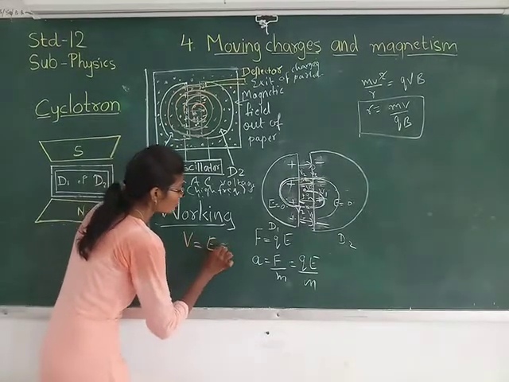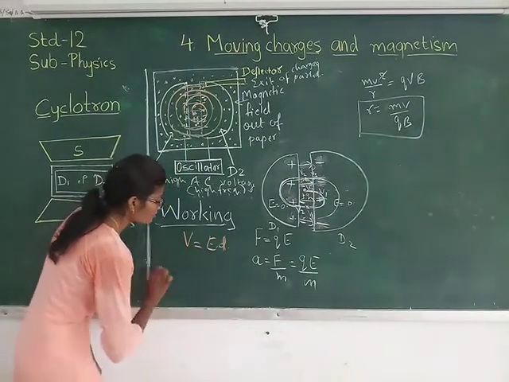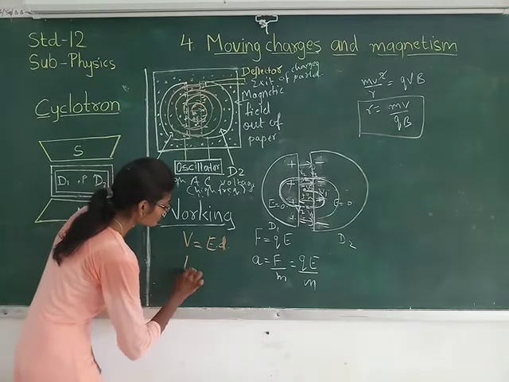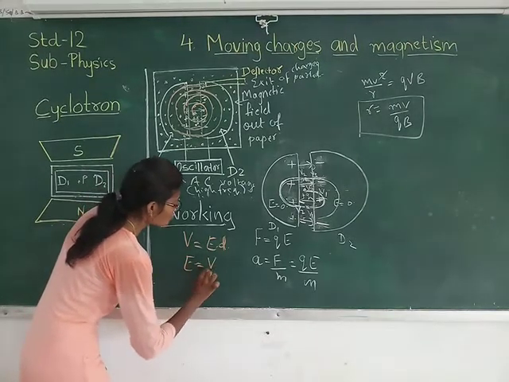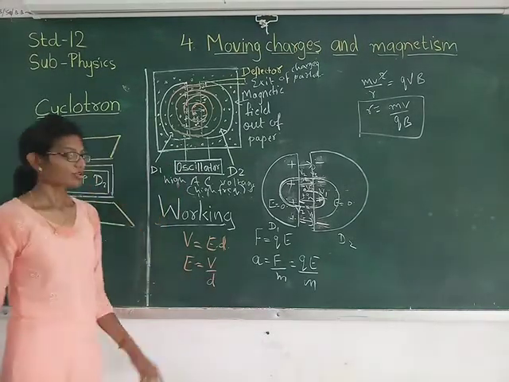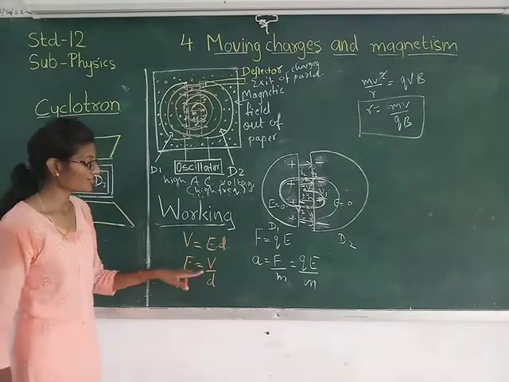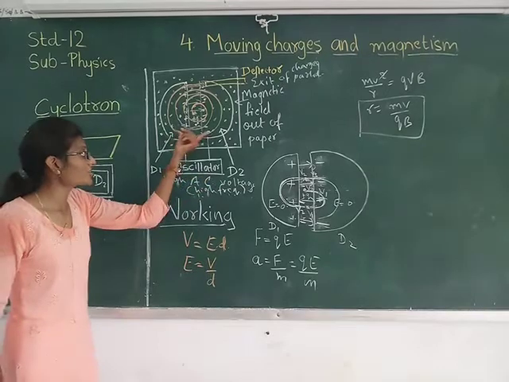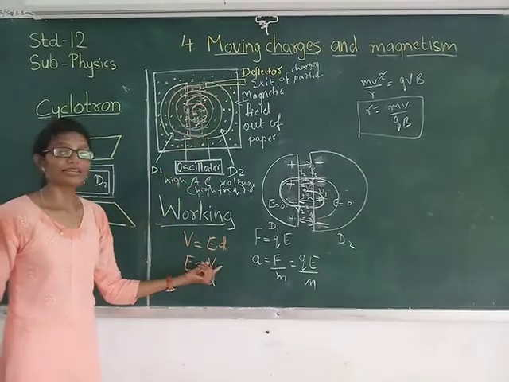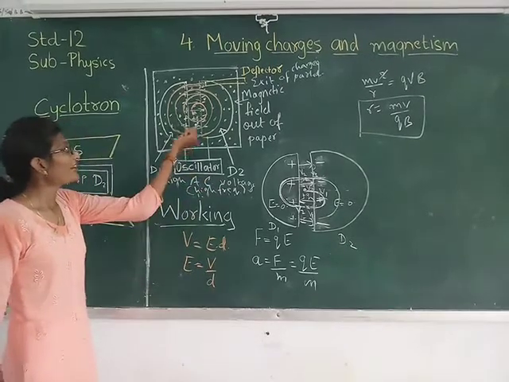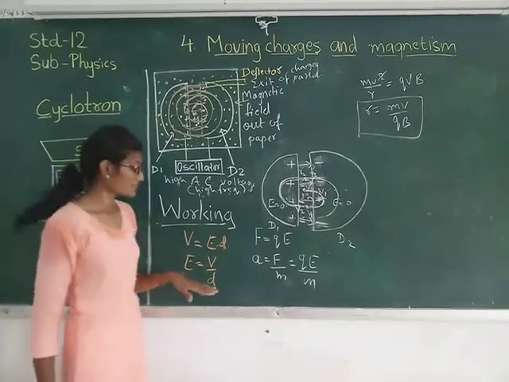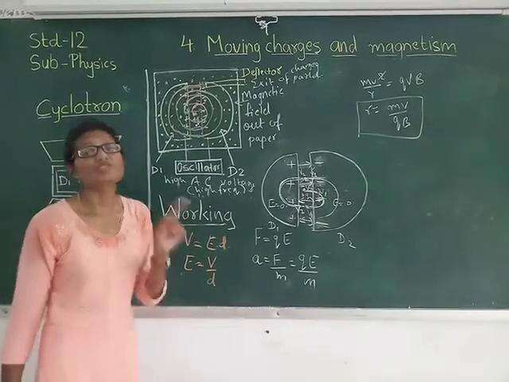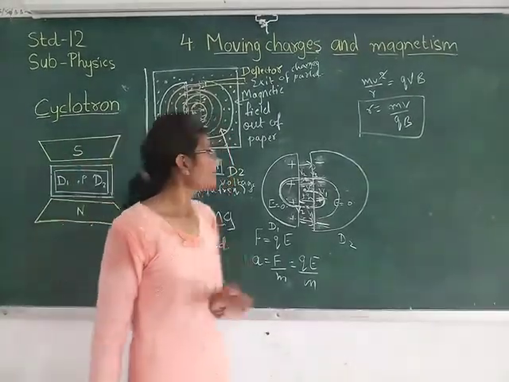V is equal to Ed, so we can say that E is equal to V by d. So how is this high electric field generated here? The potential difference is very high. The voltage that we are giving over here is very high, and the distance between the two is very low. So here we can generate a high electric field, right?